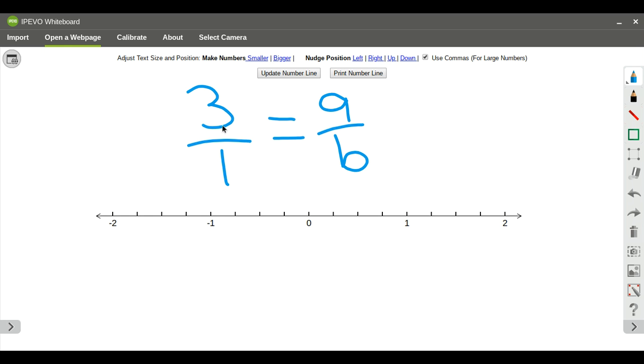So I have a value that I'm dividing by another value, because I can put any counting number or negative number over 1. I can write them as a quotient, so they are considered to be a rational number as well.